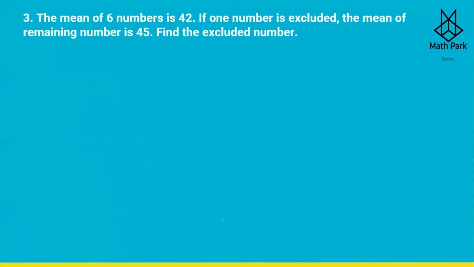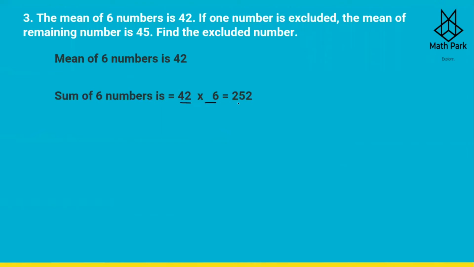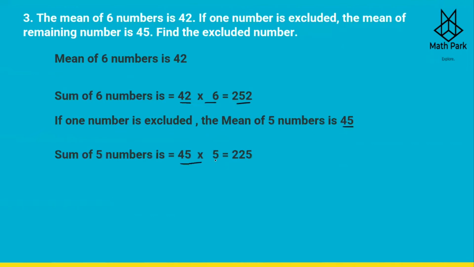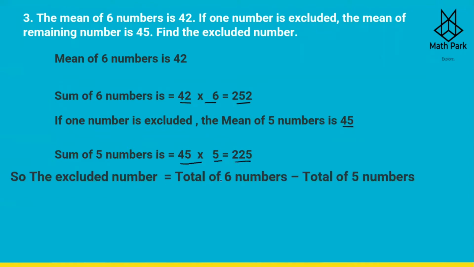Got it? The next question: the mean of 6 numbers is 42. If one number is excluded, the mean of the remaining numbers is 45. Find the excluded number. So if the mean of 6 numbers is 42, then the sum of these numbers is 42 multiplied by 6, which is 252. If one number is excluded, the mean of 5 numbers is 45. So the sum of 5 numbers is 45 times 5, which is 225. And the excluded number will be the total of these 6 numbers minus the total of these 5 numbers, which is 252 minus 225, that is 27.